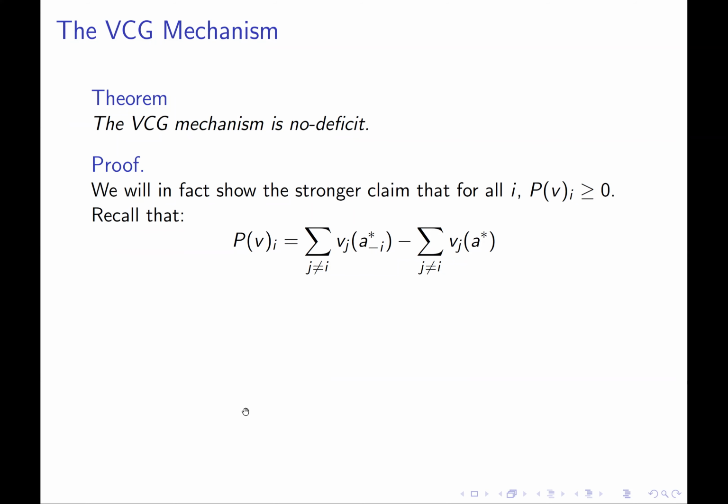And so to prove this, let's just remember what the payment rule is. Once again, the amount of money that we ask each person to pay is the difference between two things. On the one hand, the first term is the sum of everyone else's valuation for the alternative that would have been chosen had player I not participated. And on the other hand, we're subtracting off the sum over everyone else's valuation for the alternative that was actually chosen.